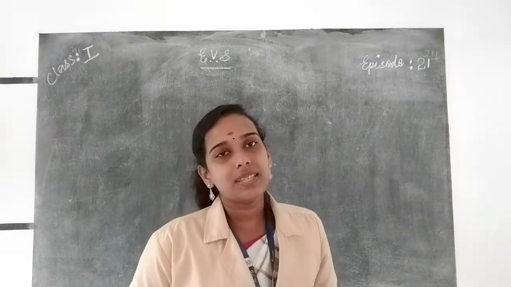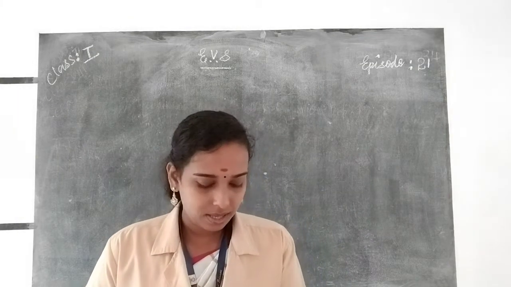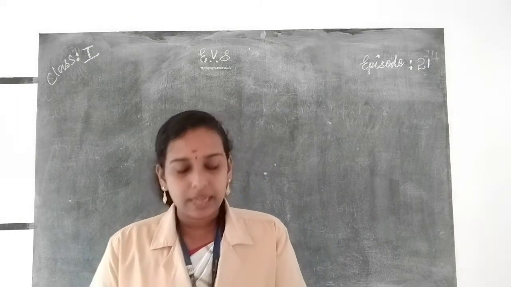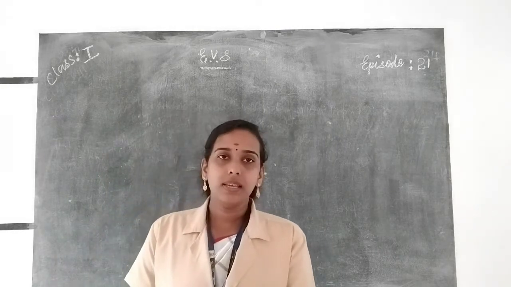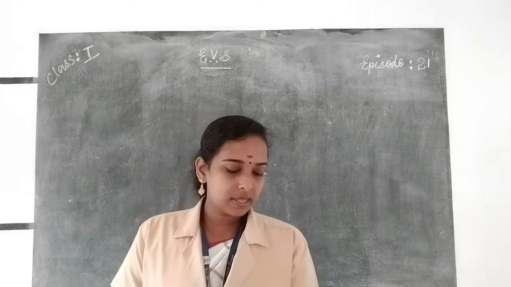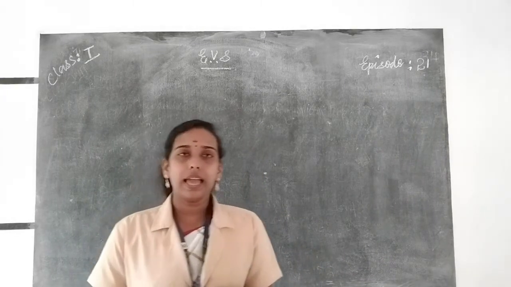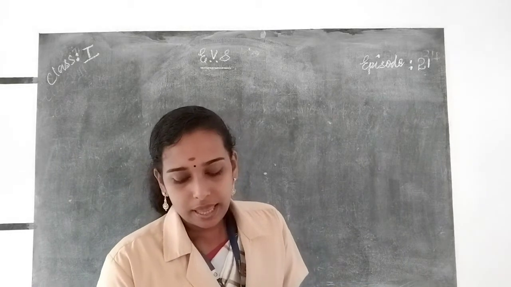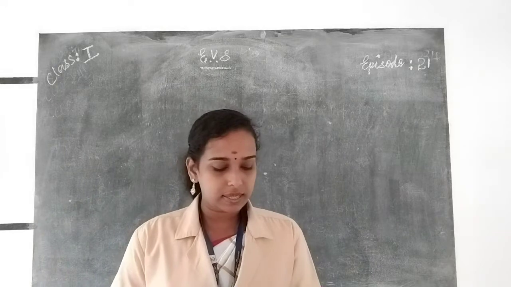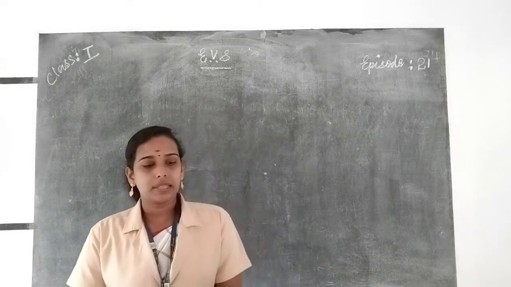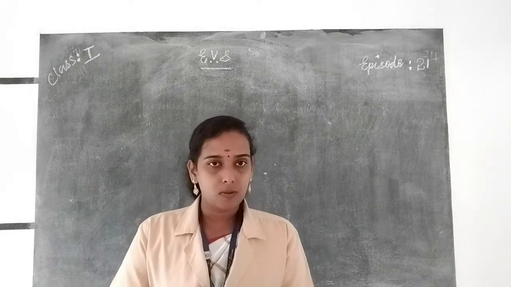So in the last class we discussed our second lesson, Animal Kingdom, and in that chapter we discussed different types of animals like wild animals, domestic animals, pet animals, birds and insects. Then we discussed the water animals and amphibians. And we already discussed animal sounds.